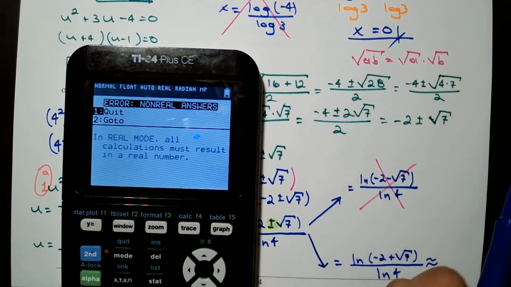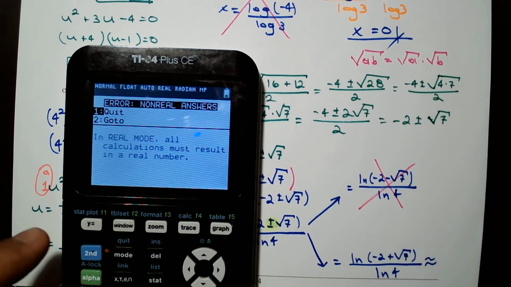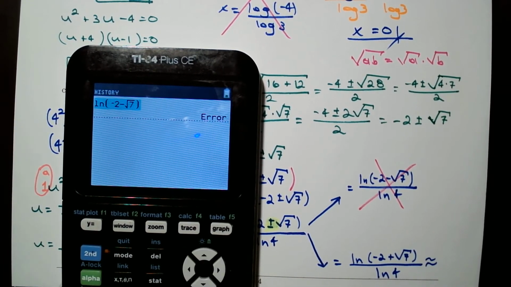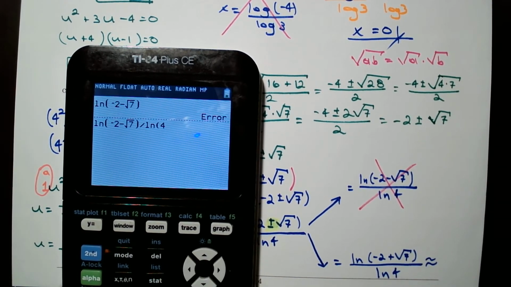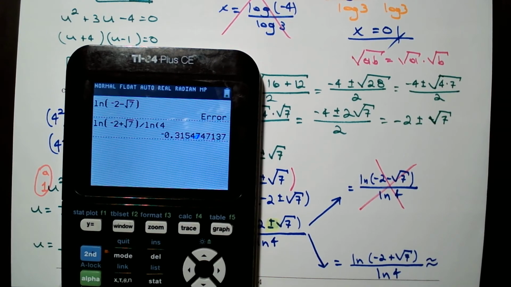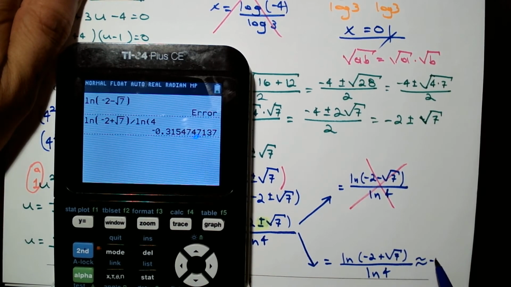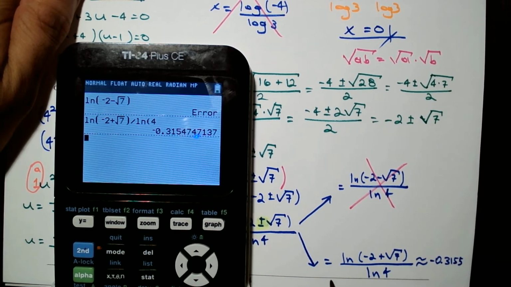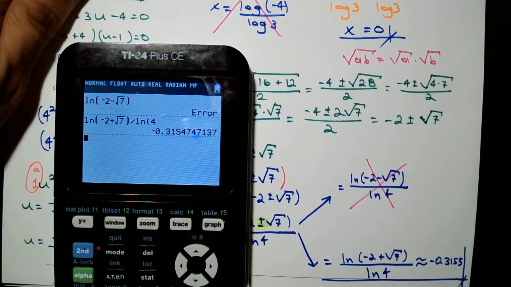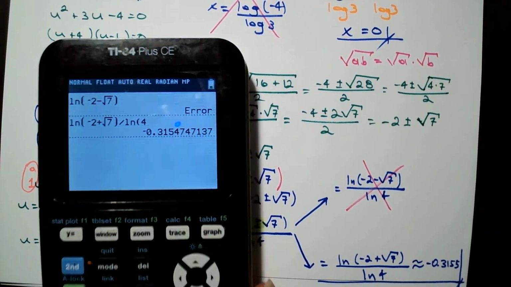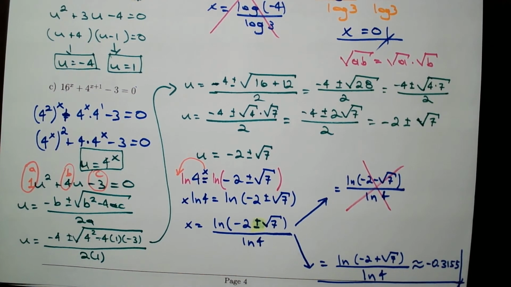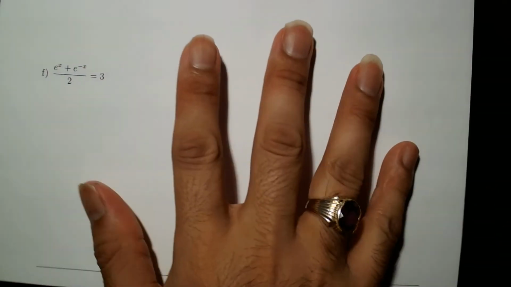This is the exact solution because in this case, I'm going to evaluate this guy, and I'm going to divide by ln of 4. However, I'm going to change this negative root of 7 to a plus root of 7, and boom, I'm going to get a real number this time. So in this case, the approximate solution will be negative 0.3155. That is rounding to 4 decimal places, which is typical with this type of equation. All right, let's move on to the next page to more examples.